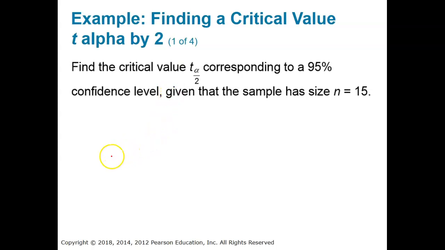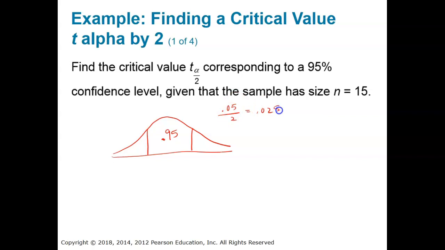So here we're going to start. We're going to draw our curve. It looks like a normal curve, but it's actually a T distribution. We're going to find our 95%, so we're going to put the 95 in the middle here. So that leaves 0.05 that I'm going to divide between the two tails. So I have 0.025, and I'm going to find this.